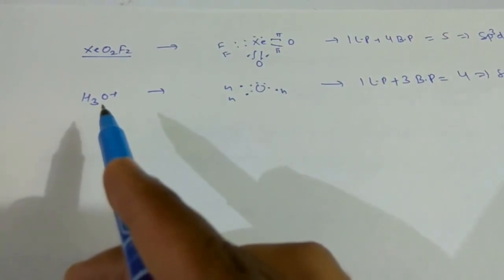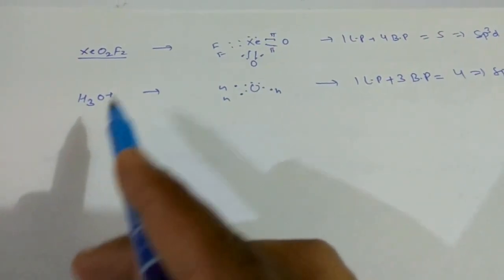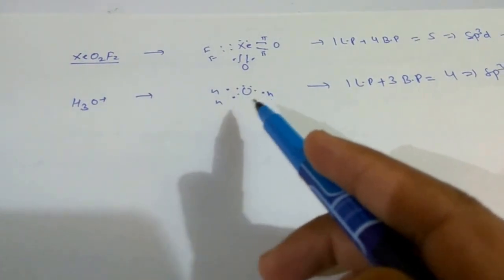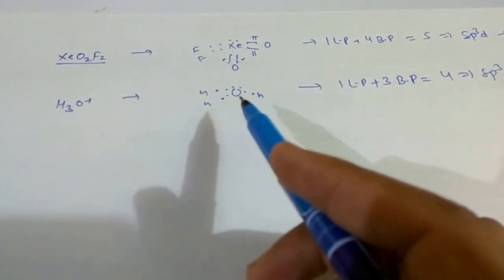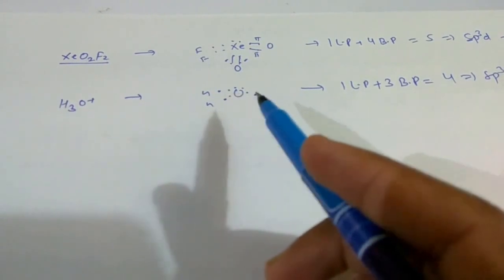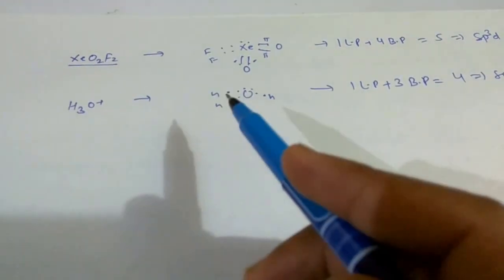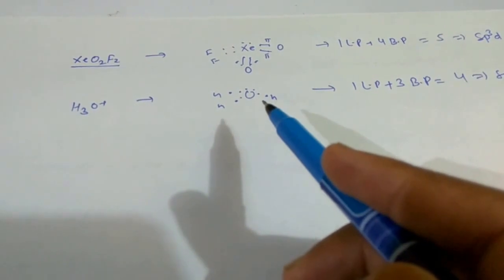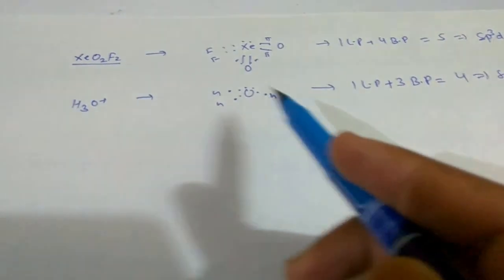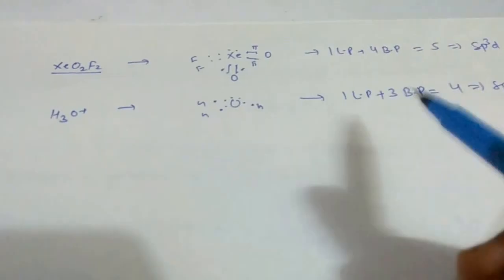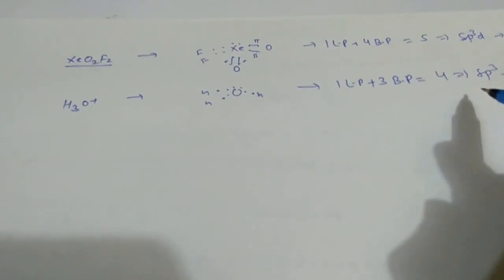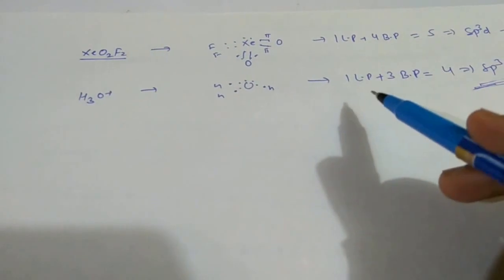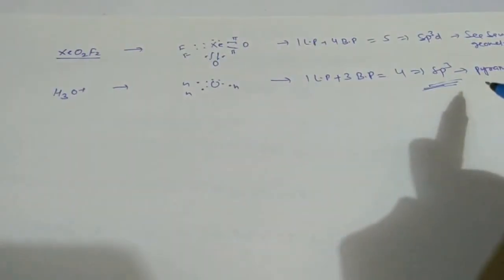Similarly, if we want to calculate the hybridization of any cation, then we have to subtract the electron. As oxygen contains 6 electrons, 1 electron is subtracted, so it is 5 electrons, 2, 2, 4 and 1, 5. Now there are 3 hydrogens attached, this hydrogen is attached, this hydrogen is attached, and this hydrogen is also attached. So there are 3 bond pairs and 1 lone pair, total equals 4. Therefore hybridization should be sp3 with 1 lone pair, that is pyramidal geometry.